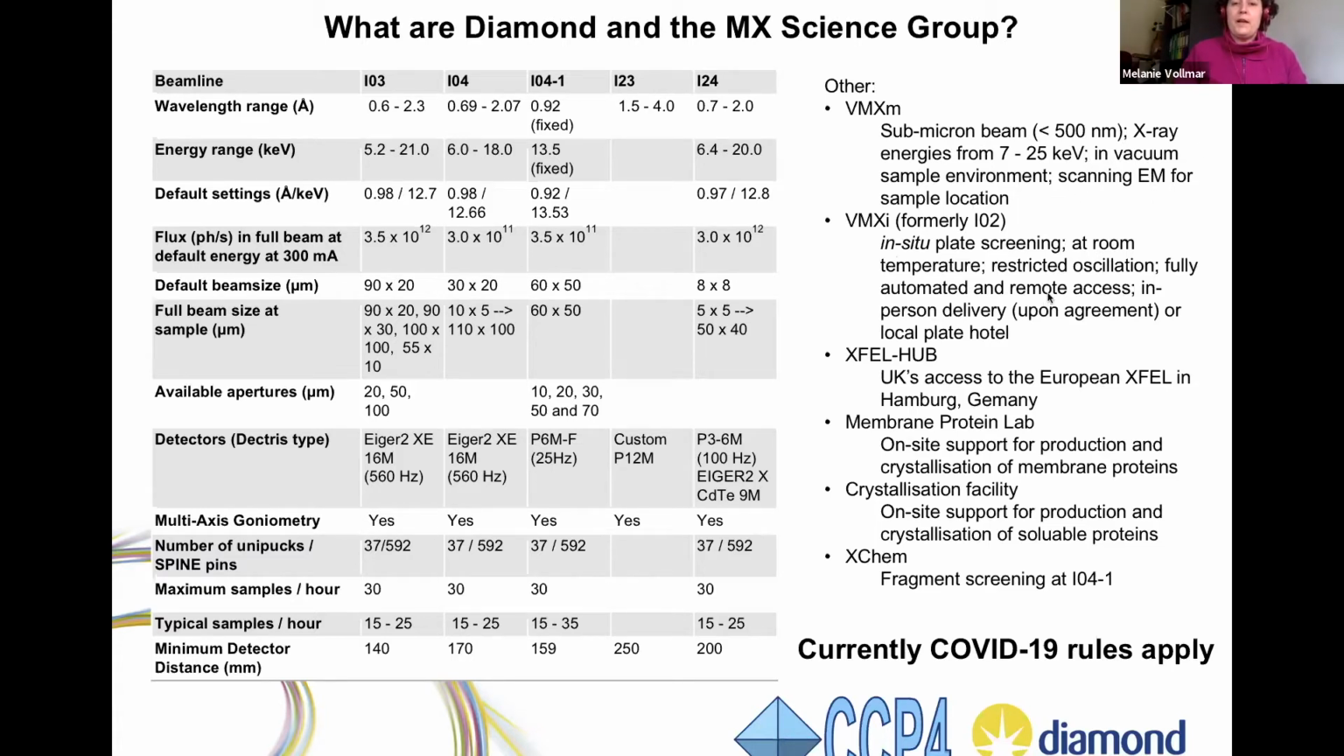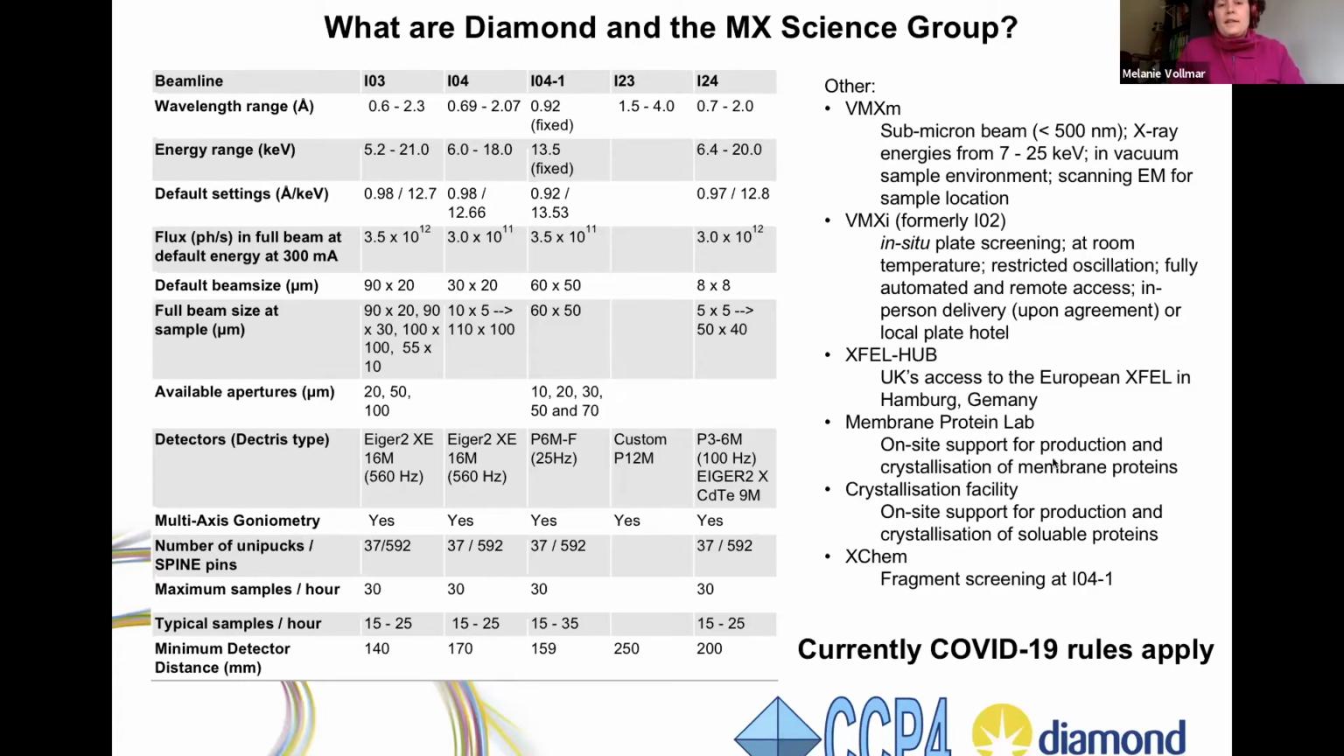On VMXI, which stands for in situ, the crystals are usually in plastic plates. So it's actually not on a sample mount. You just use the whole plate, generally at room temperature. You can tilt that plate a little bit so you can get a handful of images. That's the maximum you get from each crystal, but you can explore, in situ and without manipulating the crystal, how well your protein crystal is actually going to diffract.